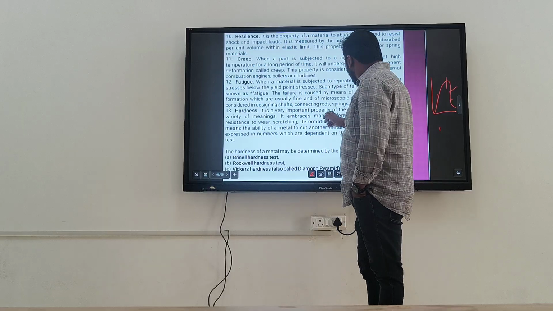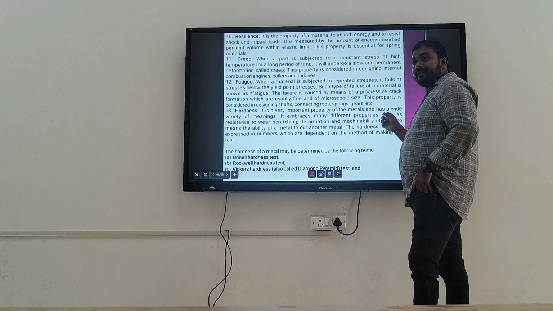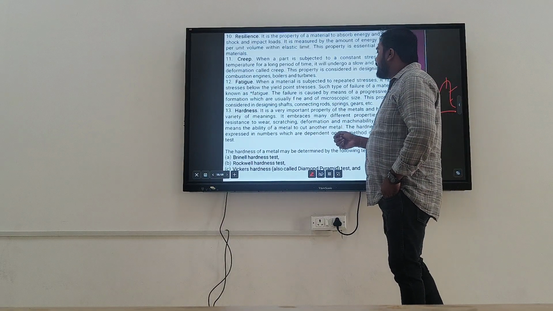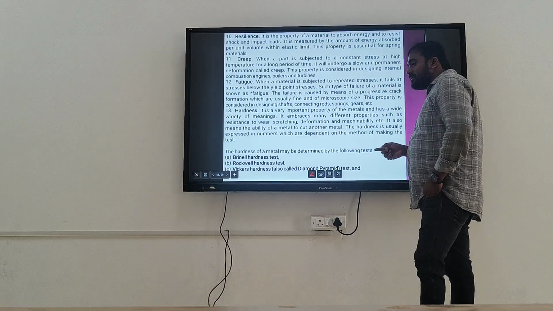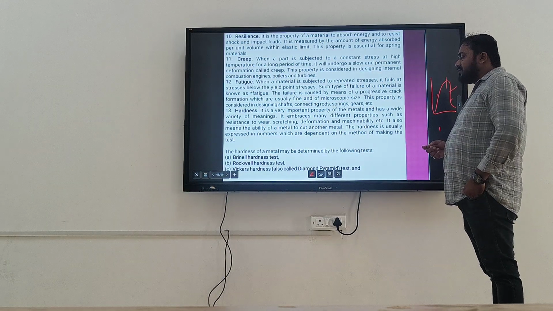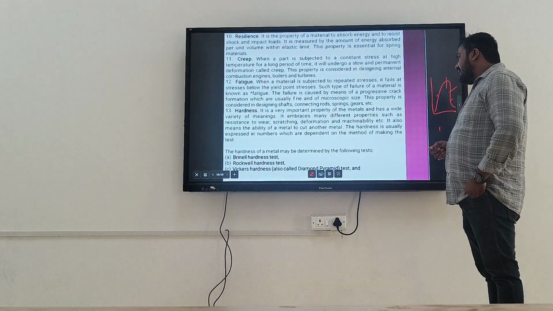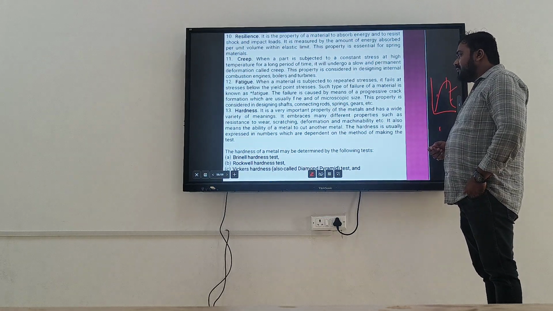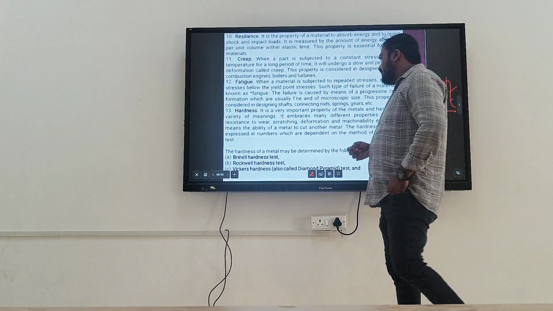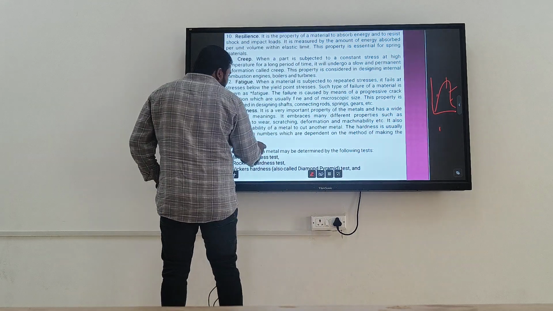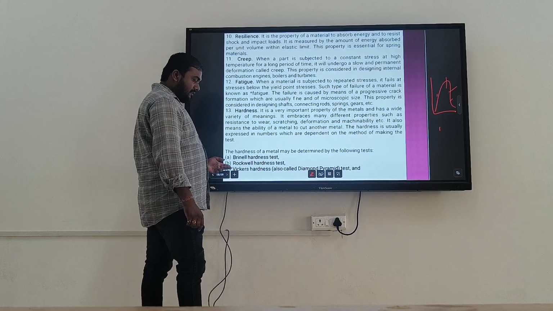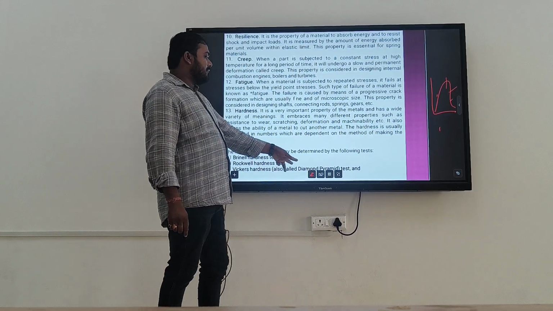Then the next one is hardness. It is a very important property of metals and has a wide variety of meanings. It embraces many different properties such as resistance to wear, scratching, deformation, and machinability. It also means the ability of a metal to cut another metal. The hardness is usually expressed in numbers which depend on the method of making the test. The hardness of materials may be determined by the Brinell hardness test, Rockwell hardness test, and Vickers hardness test, also called the diamond hardness test.